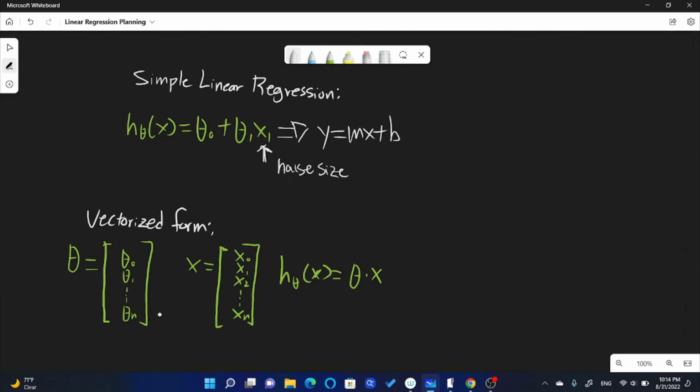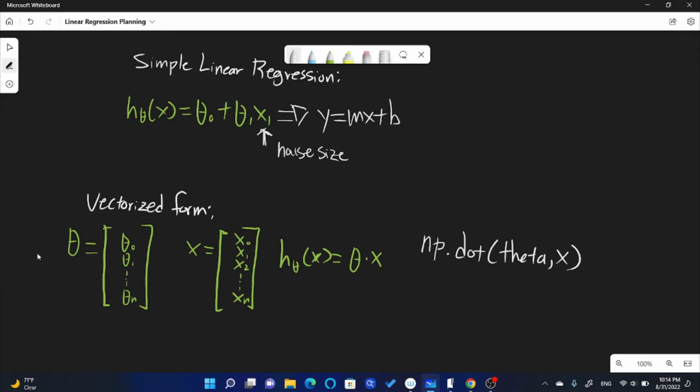All right, cool. And if you're wondering how you can implement this in Python, you can use the NumPy library. You can just do np.dot of theta and x, right? So it's fairly simple to implement if you're actually looking forward to implementing this. All right, cool. Now we got that done.